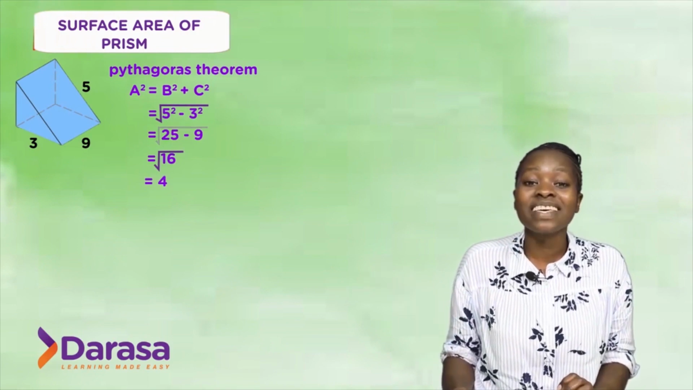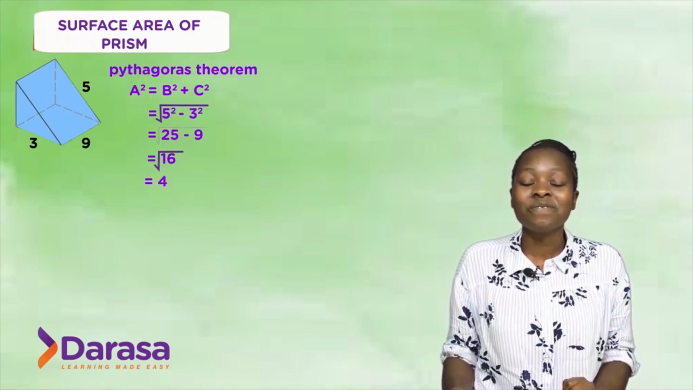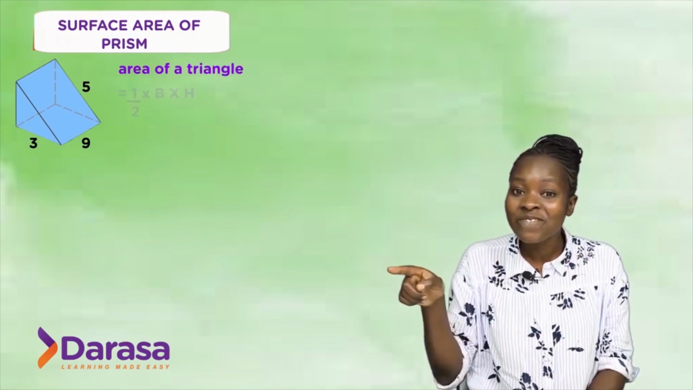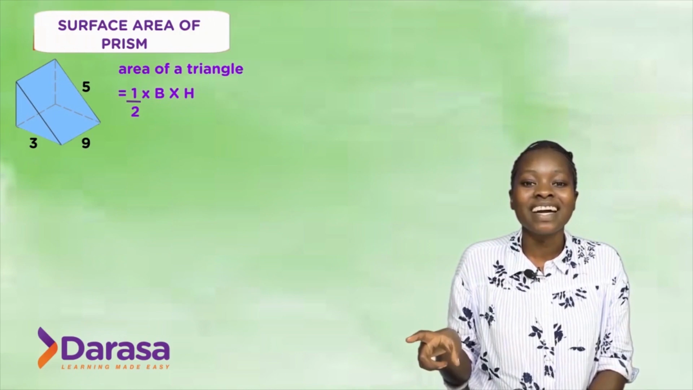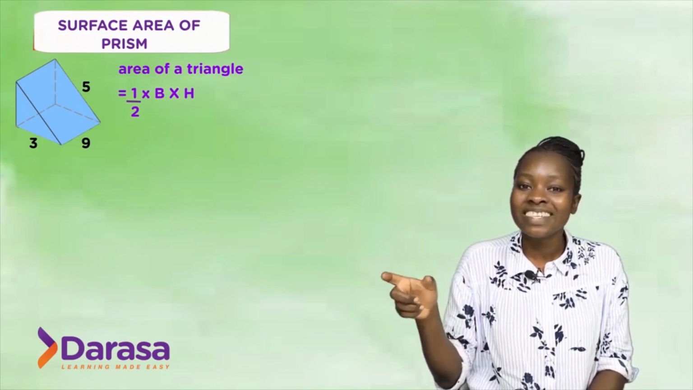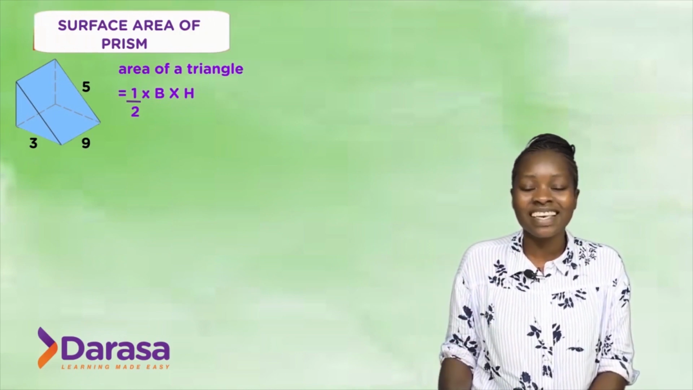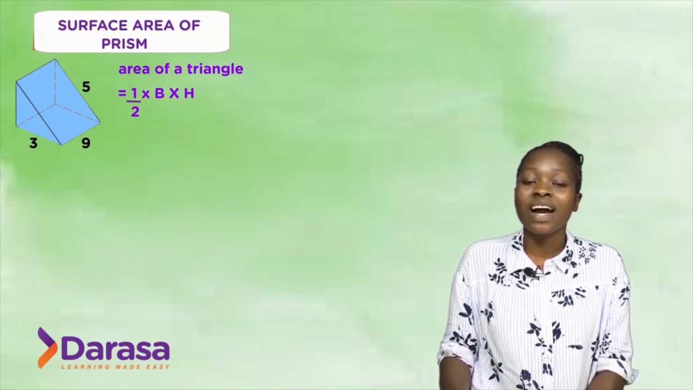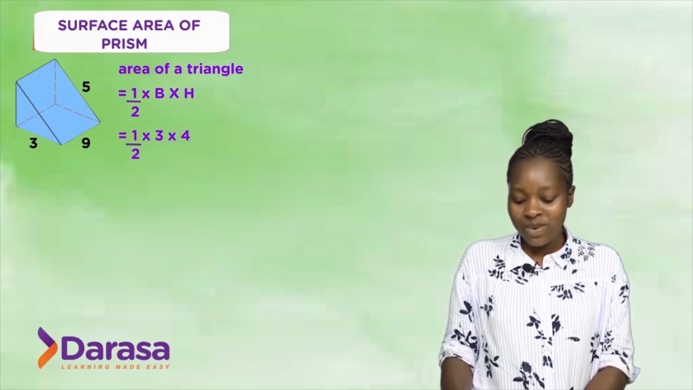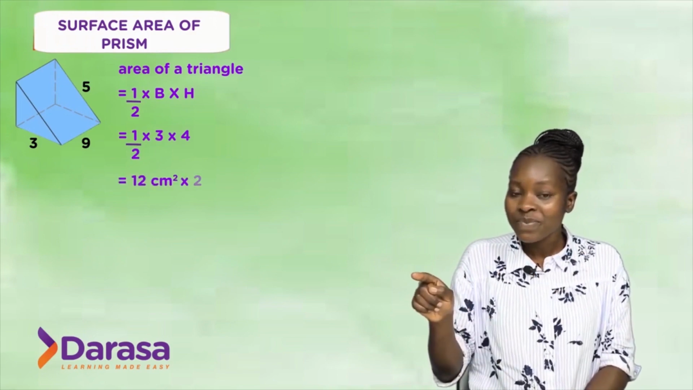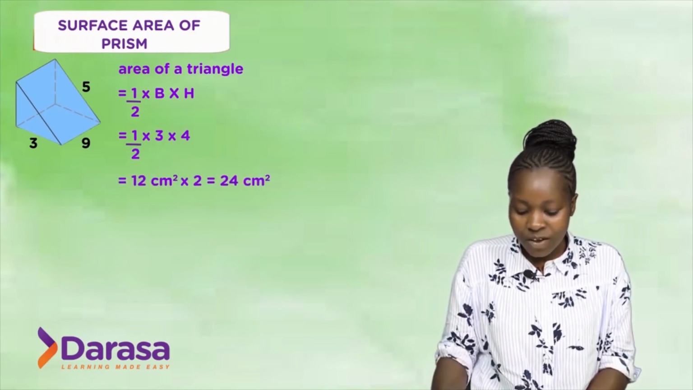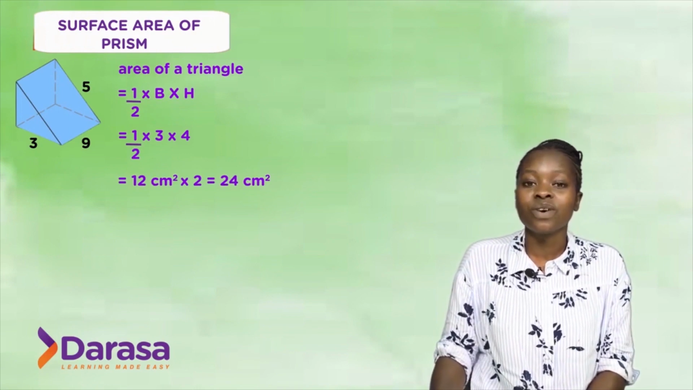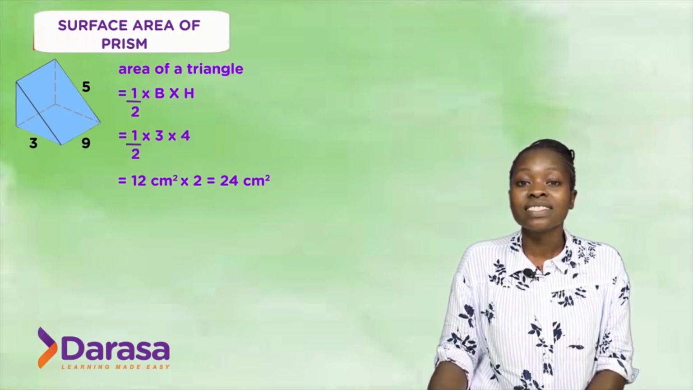And then we find the area of our triangle. The formula for finding the area of a right angle triangle is a half times base times height. So on our base and our height, we insert our figures: our base is 3, our height is 4. So a half times 4 times 3 will give us 12. And then after getting 12, we multiply it by 2 to get 24. So we have the both sides.